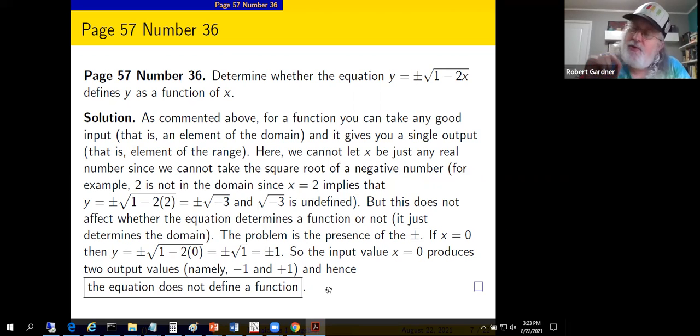In a function, you put one good number in, a number in the domain, and you get one number out. And that number's in the range, by the way. Here we put a good number in, 0. We didn't get square roots of negatives. We did up here because we put a bad number in. That's not in the domain. But we put a good number in and we got two outputs. And that doesn't happen with a function. Back to the notes.